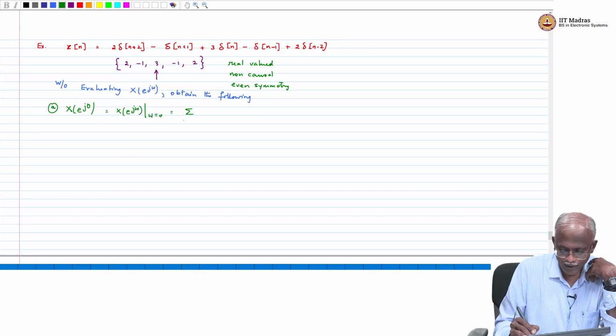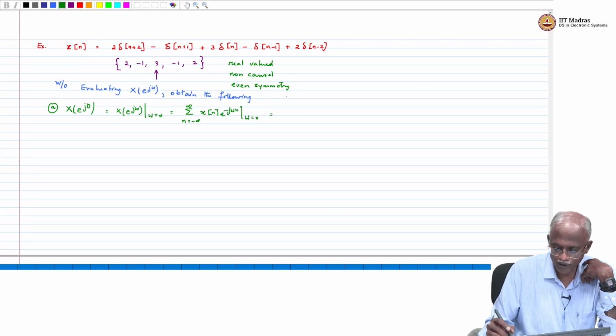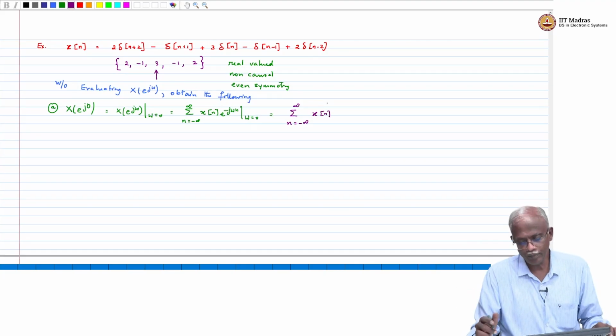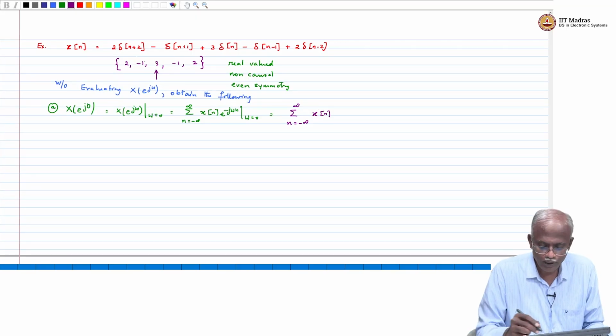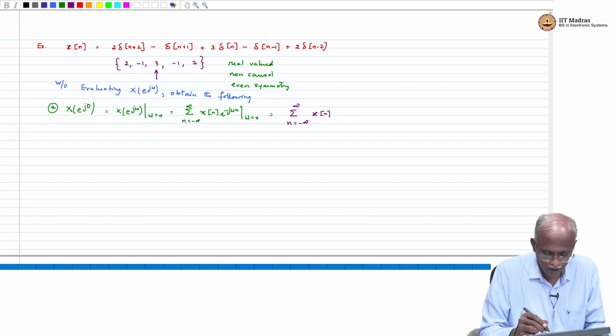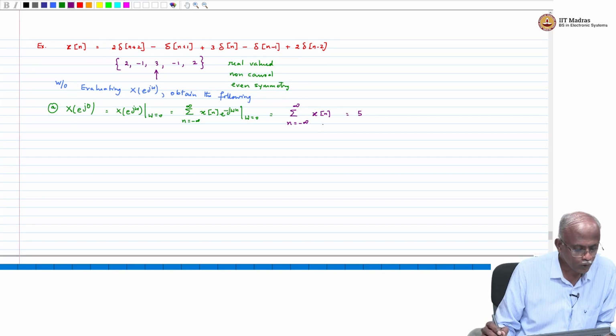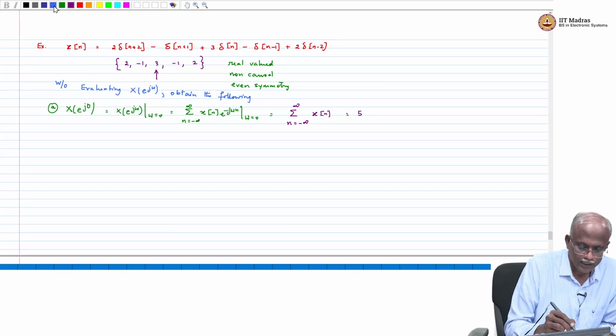So if you look at the expression, summation n equal to minus infinity to infinity, x of n e power minus j omega n, if you set omega equal to 0, what will you get? You will get the summation over n of x of n, because e power minus j omega n will become 1. So, it will be 2 minus 1 plus 3 minus 1 plus 2, the answer equal to 5. X e of j 0 is equal to 5. Okay. Next one.